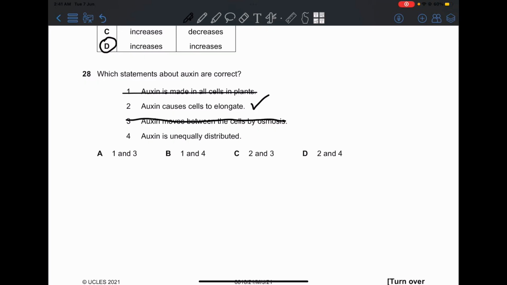Nope, it actually moves by diffusion, not osmosis. It is unequally distributed. Now this is correct. So our answer is going to be 2 and 4. That is exactly option D.